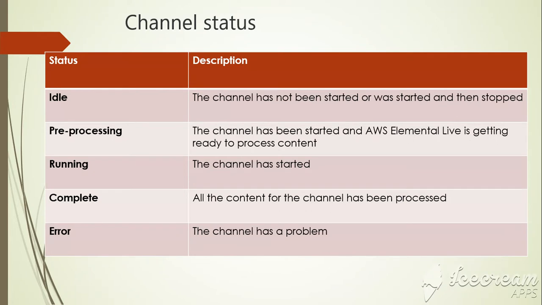The running status means it is in the normal mode. Now it is broadcasting live. It's doing the live broadcasting. The completion status: once you complete your broadcasting process, it is in the complete status. If the channel gets any issue or exception, it is called the error position. You have to be very careful if your channel comes to the error position, to check why it went wrong.